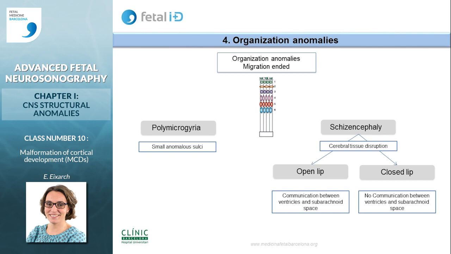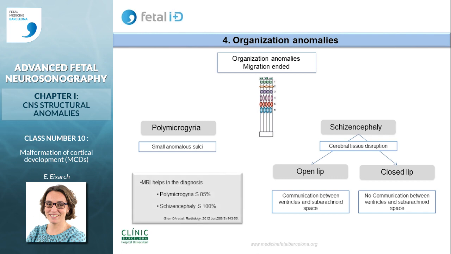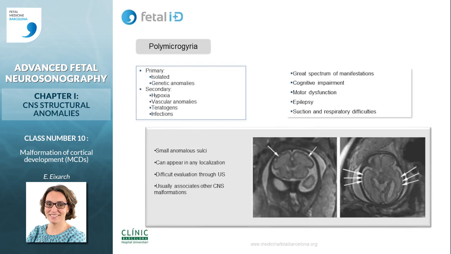In these cases, the MRI will be very useful in the diagnosis because in a high proportion we are not able to detect it with the ultrasound. MRI has a sensitivity of 85% for detecting polymicrogyria and 100% in schizencephaly. Polymicrogyria can be primary or secondary. In the primary case, it can be isolated or associated with genetic anomalies. The secondary is due to infections, hypoxia, vascular anomalies, or teratogen intake.